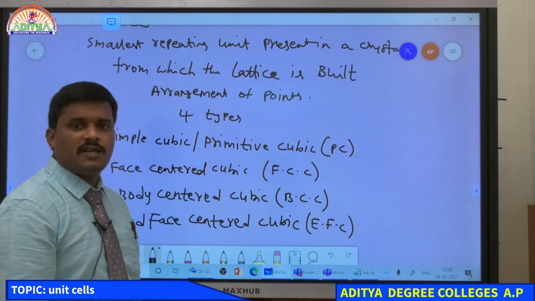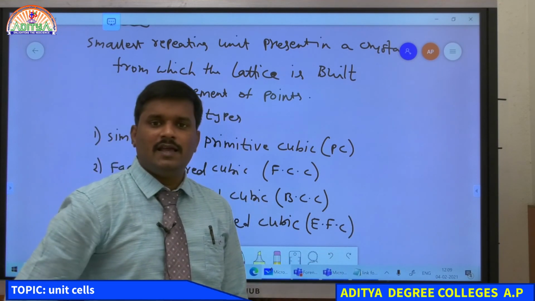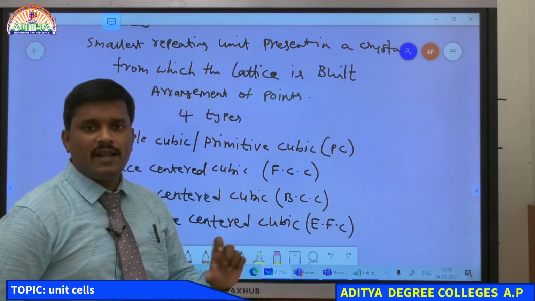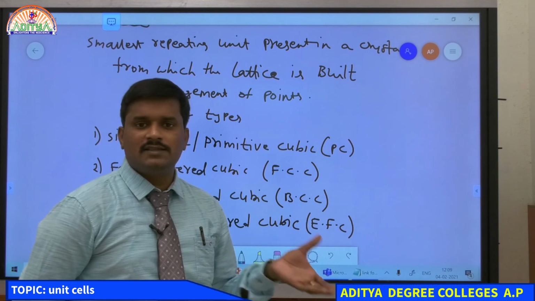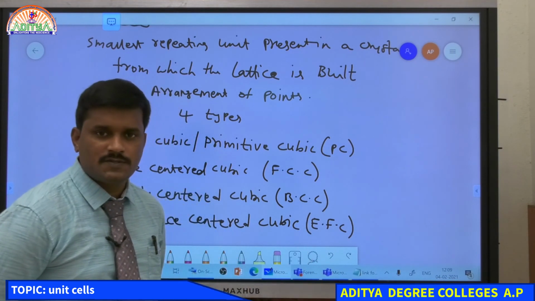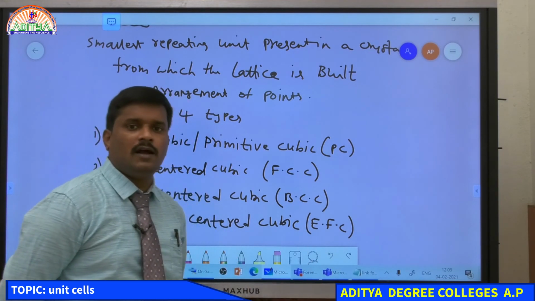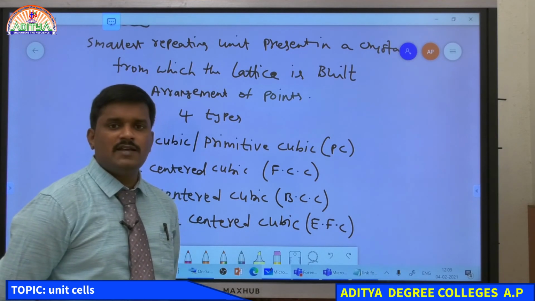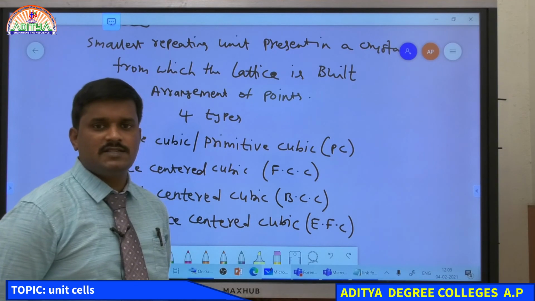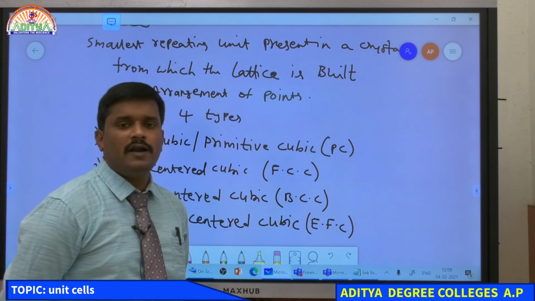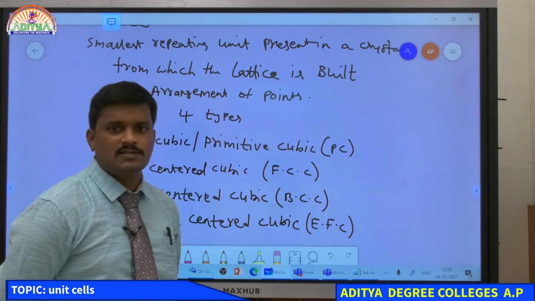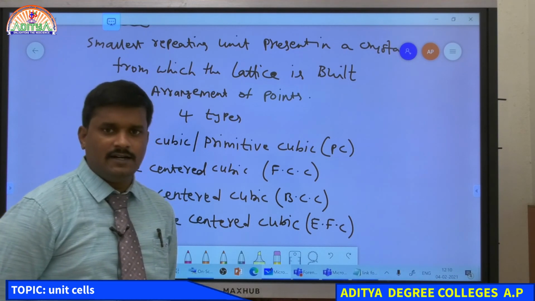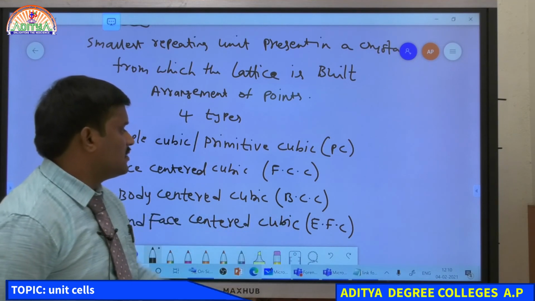So these are the 4 types of unit cells basing on the arrangement of points in the unit cell. How to arrange the points in the unit cell? Basing on that, these are classified into 4 types. First one is primitive cubic or simply simple cubic unit cell. Second one is face centered cubic, FCC. Third one is body centered cubic unit cell, that is BCC. And finally the last one is end face centered, that is EFC unit cell.